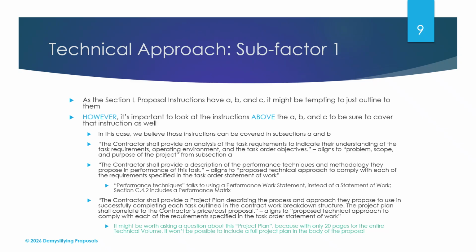So as I said, in this case, I think that we can take those instructions and cover them in subsections A and B. So the language, the contractor shall provide an analysis of the task requirements to indicate their understanding of the task requirements, operating environment, and task order objectives, sort of aligns to section A, which is talking about the problem, scope, and purpose of the project. So I think you could cover that analysis under problem, scope, and purpose.